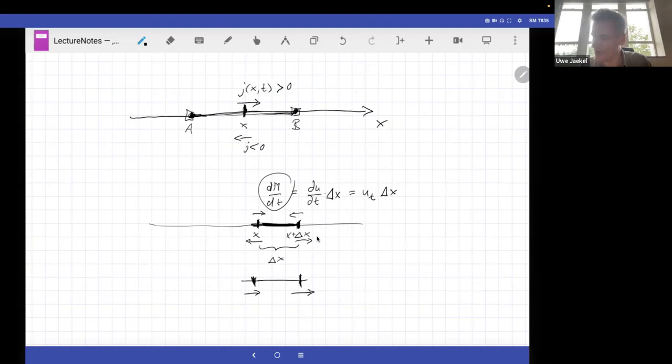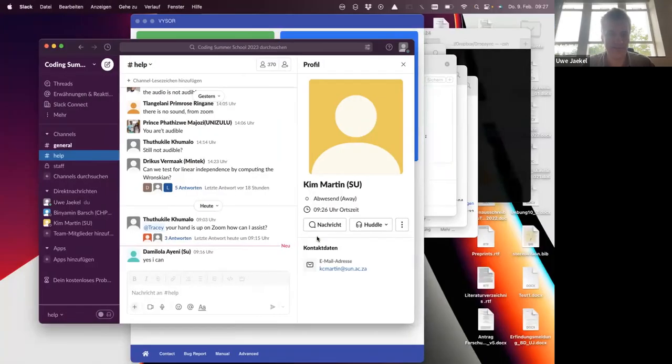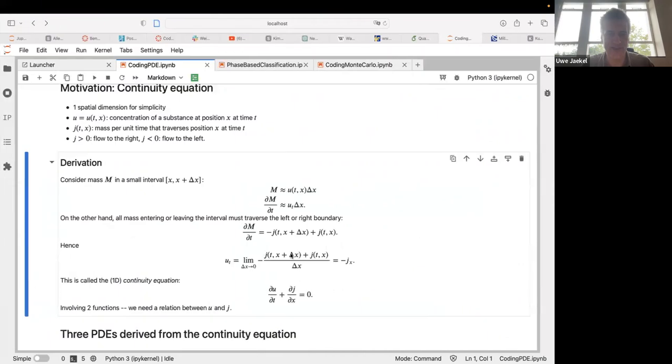So a positive flow on the left boundary means mass is entering from the left boundary, and a positive flow on the right boundary means mass is leaving through the right boundary. That's why we have this subtraction.